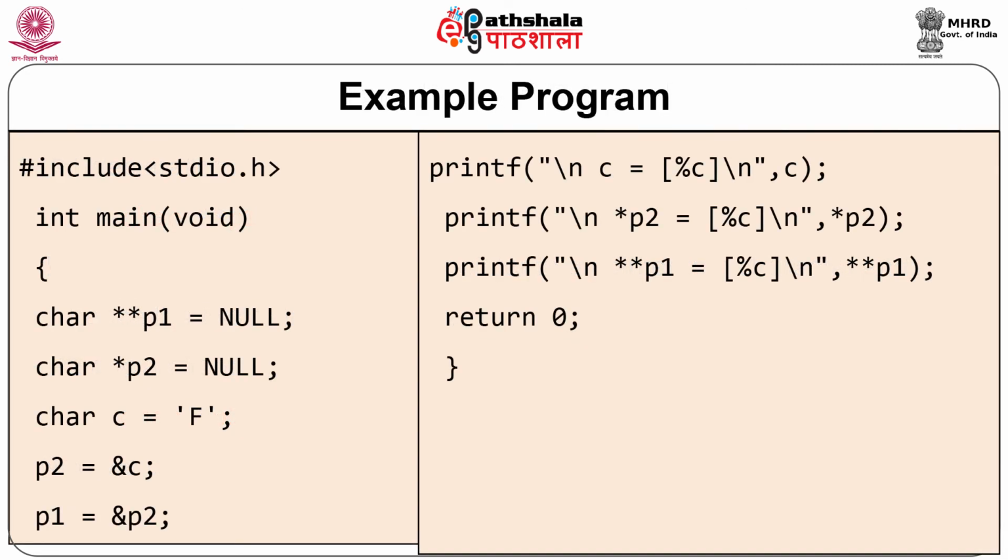Now we can see one more example on pointers. In this example you can see we are considering pointer P1 as a pointer to pointer, that is null. So characters are null for pointer P1. Then character pointer P2 is again null. Character C is treated as F. Now in this program you can see P2 is &C, P1 equal to &P2. So your P2 is the memory address of C and P1 is the memory address of pointer P2. Now we will print out certain variables like printf C, printf pointer P2, printf double pointer P1, return 0.